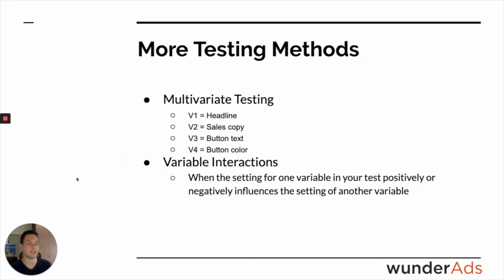So what I just highlighted, there are also other testing methods which are more advanced. Two to mention are multivariate testing, where you have different versions here, one, two. You can test multiple variants like headline, sales copy, button text, and whatnot. And also variable interactions testing, when the setting for one variable in your test positively or negatively influences the setting of another variable.